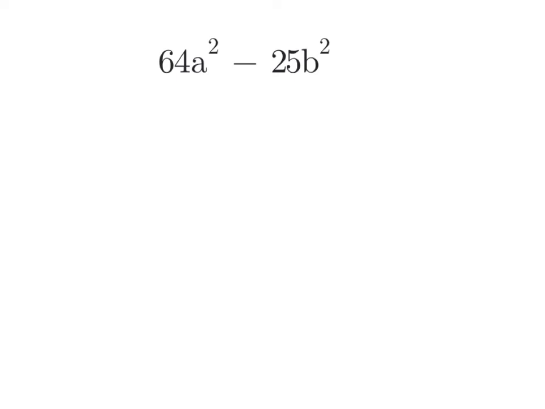This next example has two variables, but we're still going to factor it the same way. So 64 and a squared are both perfect squares. 25 and b squared are both perfect squares, and we have a subtraction sign here, so we know we can go ahead and factor this. And there is no GCF here, so we don't need to factor anything out first. So this is going to factor again into two binomials that are exactly the same. One has an addition sign, one has a subtraction sign.